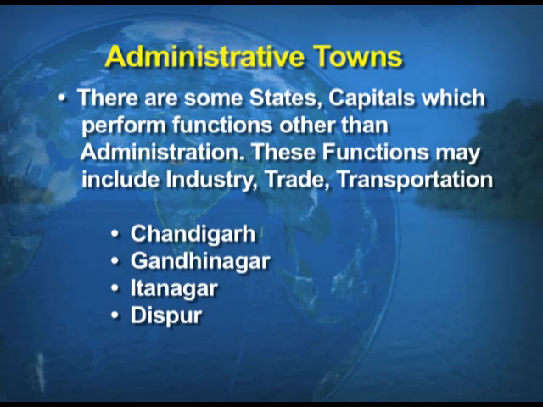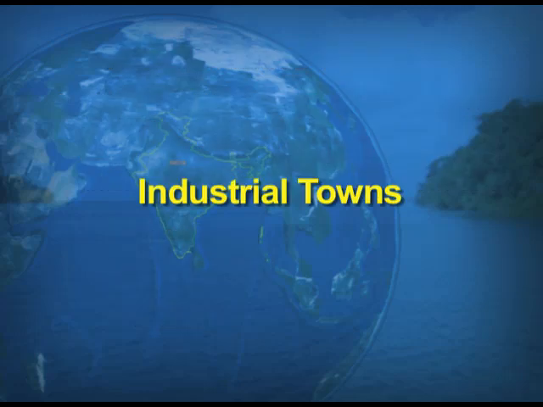And dear children, all the state capitals are administrative towns. There are some state capitals which perform functions other than administration, for example, industry, trade, transportation, etc. And the examples are Chandigarh, Gandhinagar, etc. Industrial towns, the towns which grow for industrial development, are known as industrial towns. The examples are Jamshedpur, Durgapur, etc.